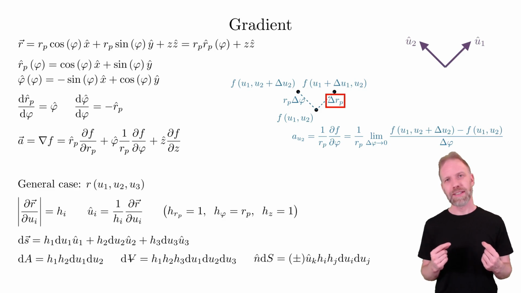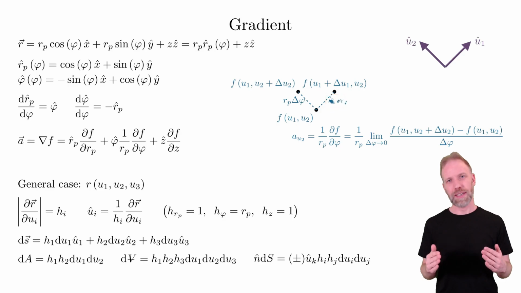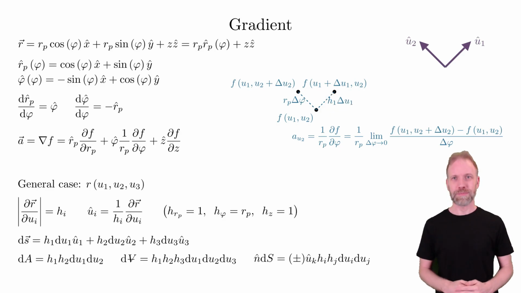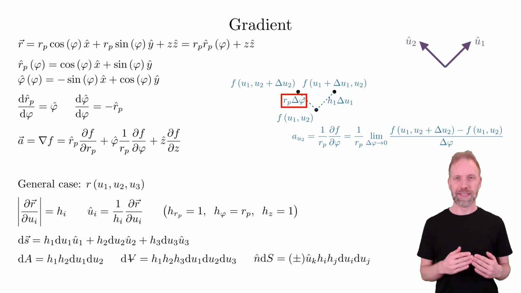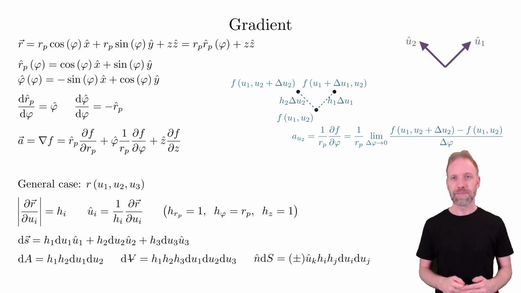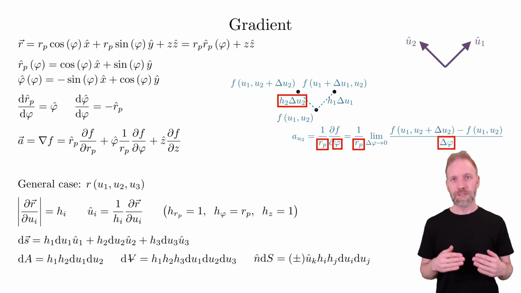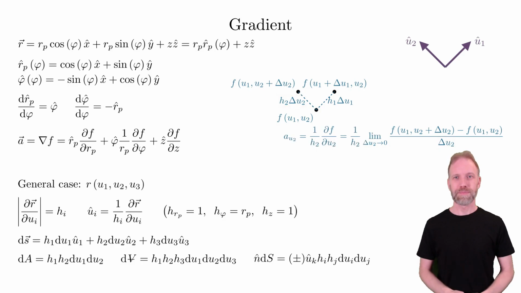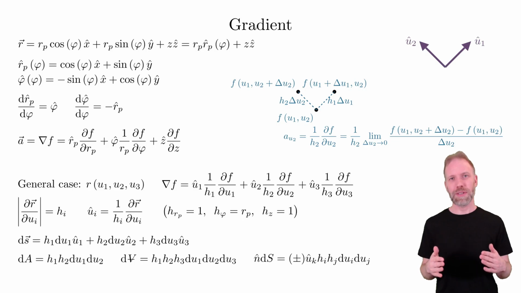In the general case, a small step in u1 will move a distance h1 delta u1, where h1 is our scaling factor. And a small step in u2 will move the actual distance h2 delta u2. This means that rp is our scaling factor h2 and delta phi is our delta u2 for general orthogonal coordinates. The general case is therefore that one should include a 1 over h factor in each direction for the gradient.